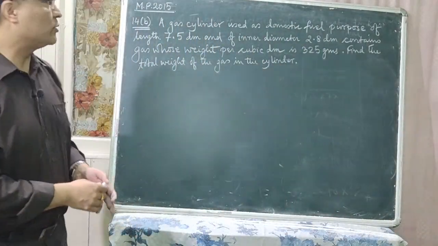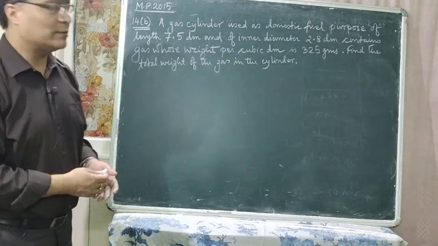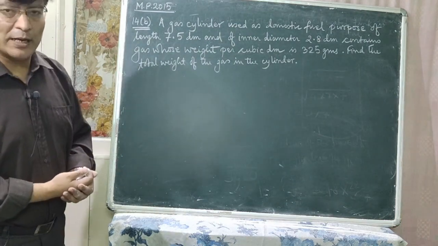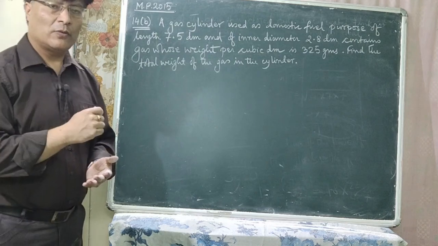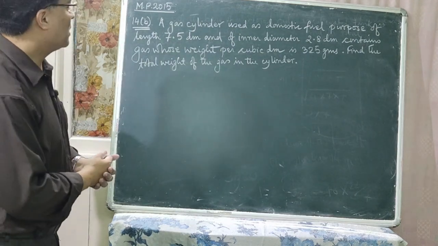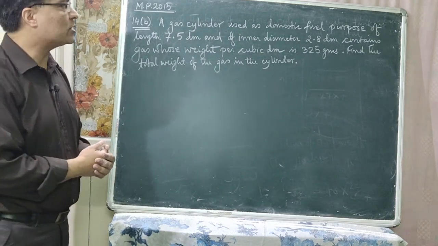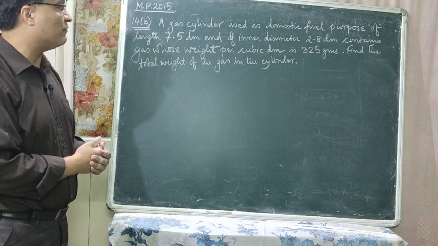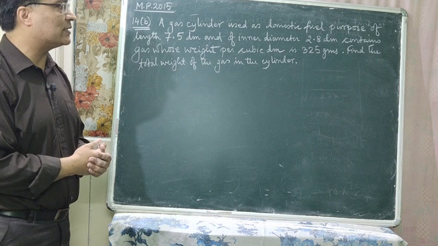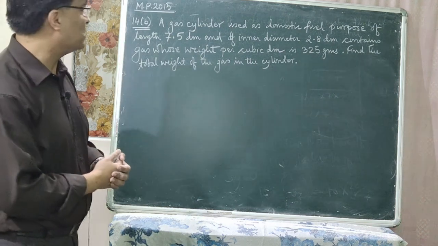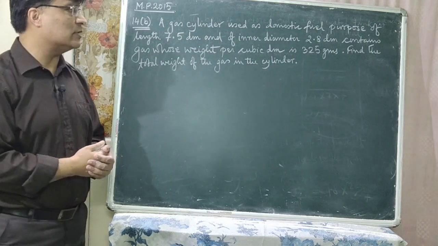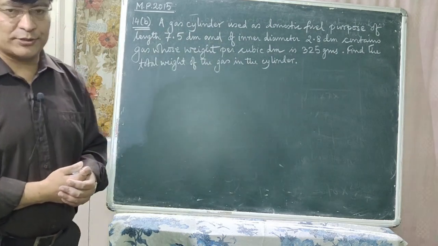So now we are doing the next question, that is from Madhyamik Question 2015, and this question also carries 4 marks. The question is 14 number B. A gas cylinder used as domestic fuel purpose of length 7.5 decimeter and of inner diameter 2.8 decimeter contains gas whose weight per cubic decimeter is 325 grams.